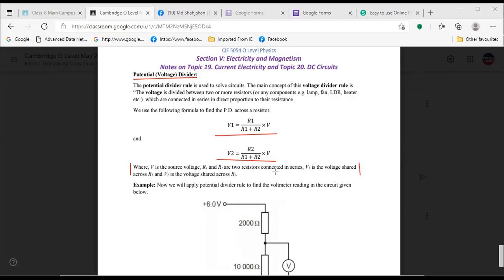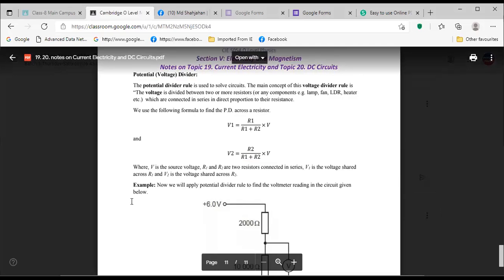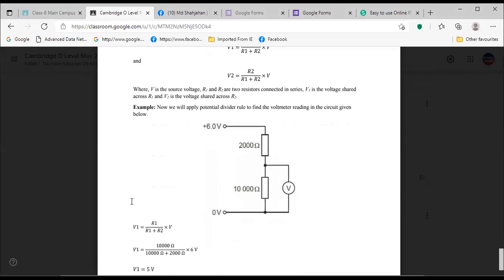Sir, done. Okay, done. Now we will use this formula and this technique in the circuit given below. You draw the circuit, you write the example, then you draw this circuit. We have two resistors here. One is 2000 ohm, another one is 10,000 ohm. This circuit you draw.